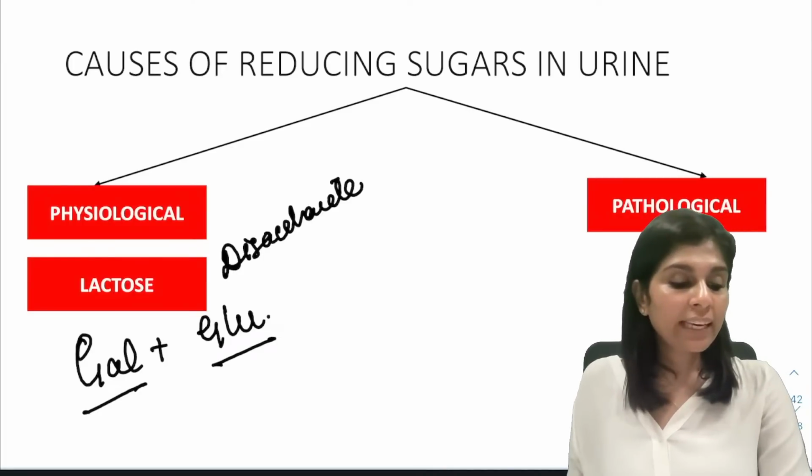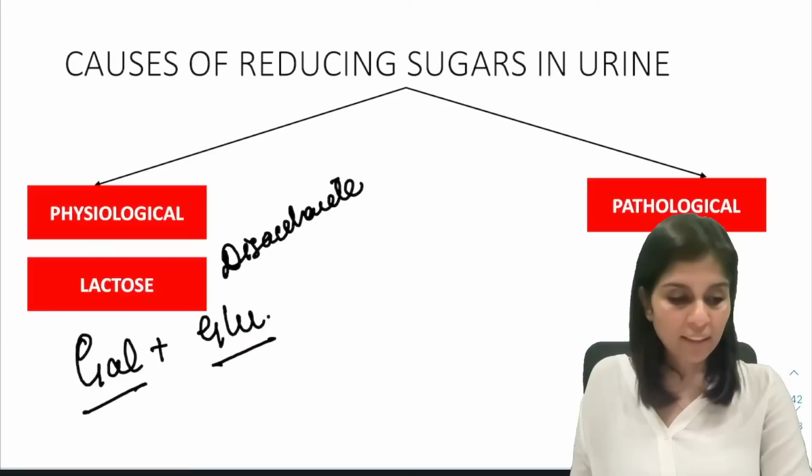Now, what are the sugars that can be present in urine? Yes, galactose is a reducing sugar. You're right.